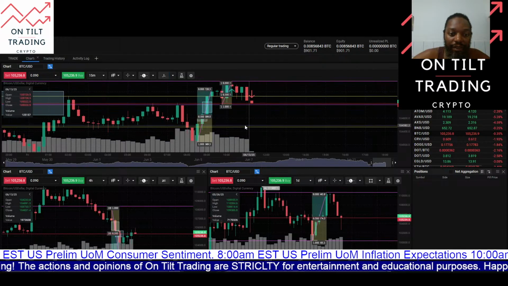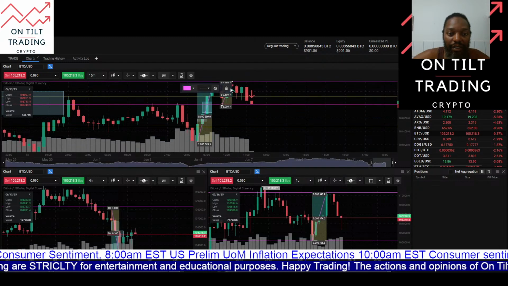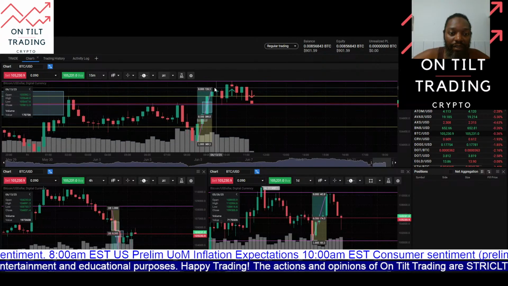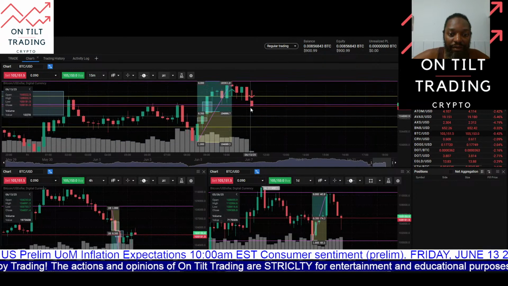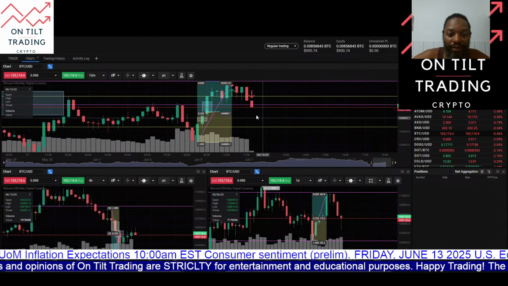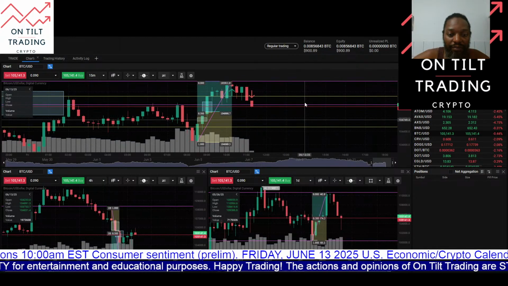I'll keep an eye on this, and if it gets down within my range here, I'll take another trade on it. So yeah, looks like it wants to come down, and it may set up here.